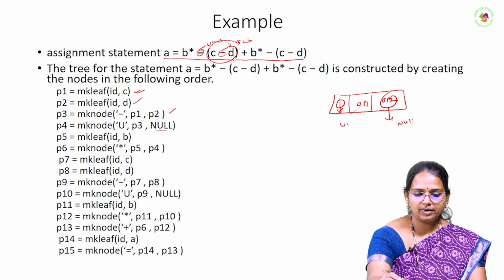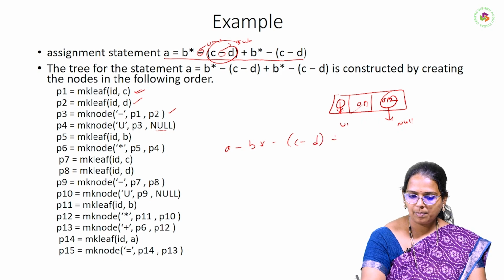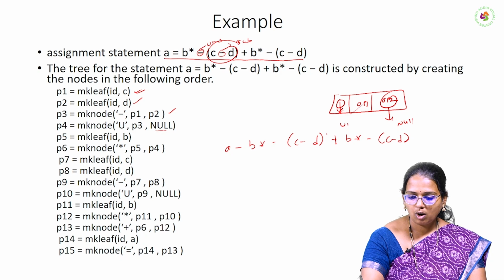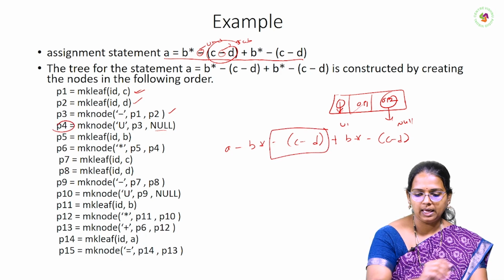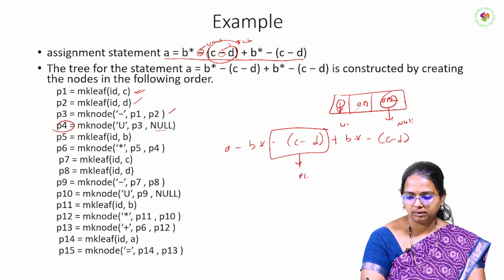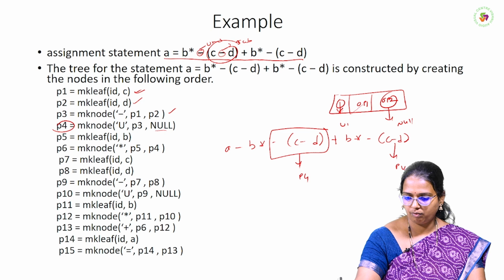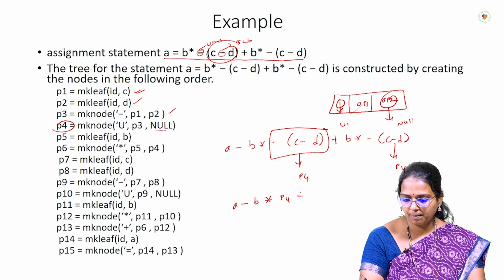Next, like that we completed which part? A minus B into minus C minus D plus B into minus C minus D. So, we completed this one and this is stored in which one? P4. Can I do the same thing for this one also? P4. Now, how will the expression be? A minus B into P4 plus B into P4.